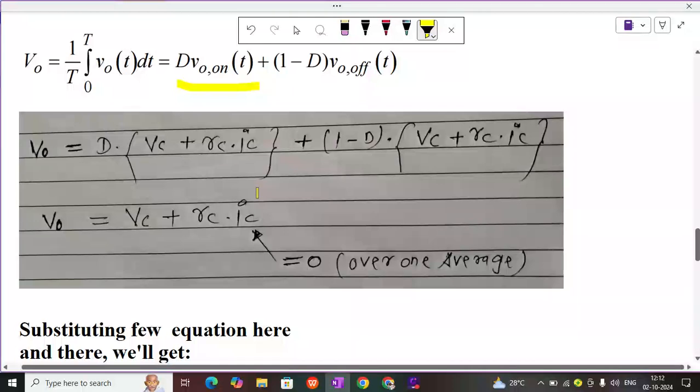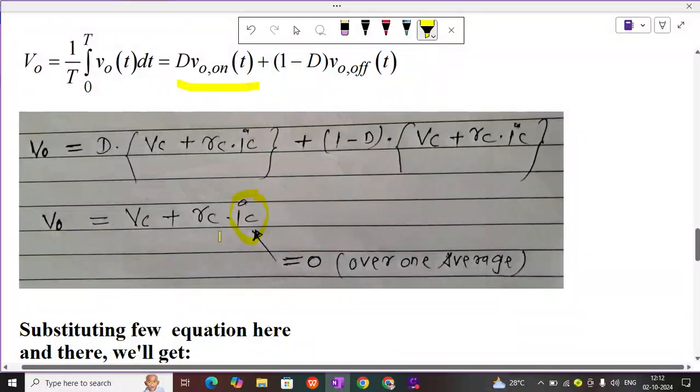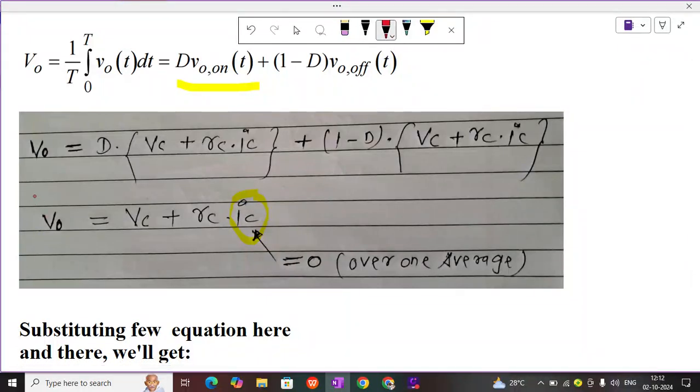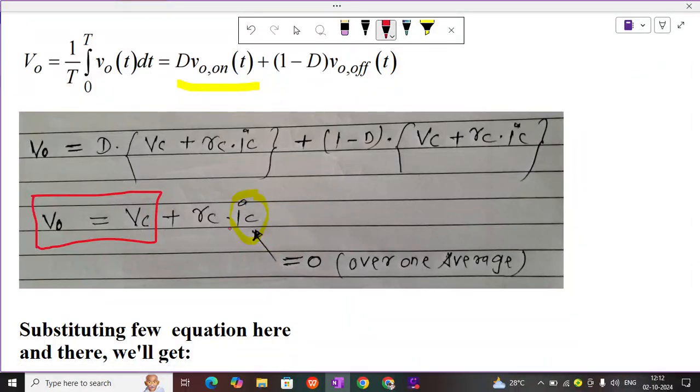But what I know is that the average value of the capacitor current over a cycle equals 0. So that is what I am saying, that V naught equals Vc. So this expression I am getting here, V naught equal to Vc over one particular cycle, because my IC equals 0 over a one particular cycle.